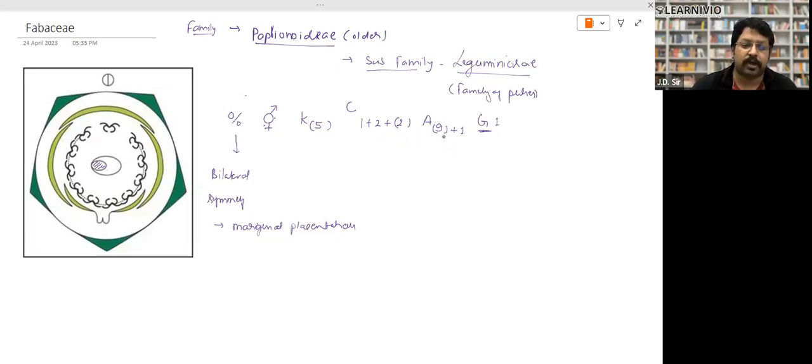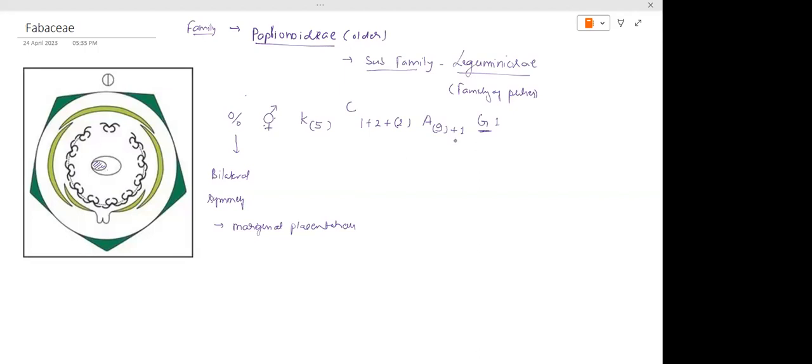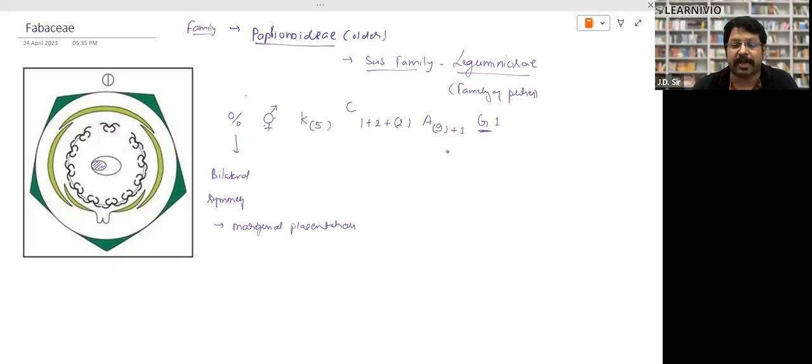Androecium 9 plus 1. Look, these 9 stamens are in a group, and the single stamen is its own group. What kind of androecium is this? Tell me, guys. Monoadelphous, diadelphous, polyadelphous. Come on. Androecium 9 plus 1. What will be the arrangement of the stamens? Monoadelphous, diadelphous, polyadelphous.